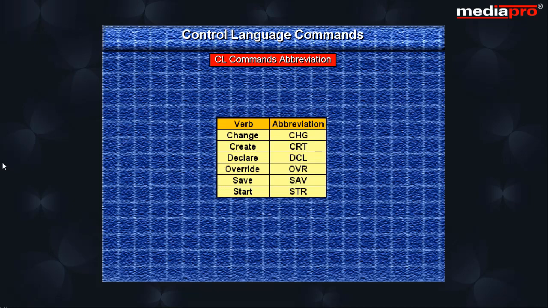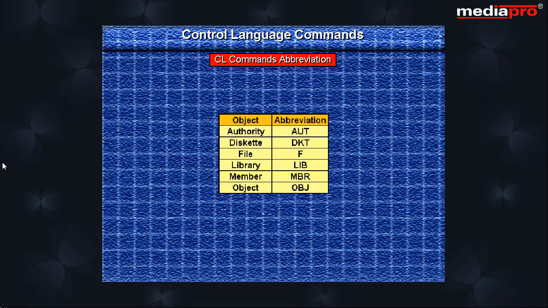Here are some examples of the common verbs that are used in CL commands: change, create, declare, override, save, start. Similarly, for objects you can have authority, diskette, file, library, member, object.